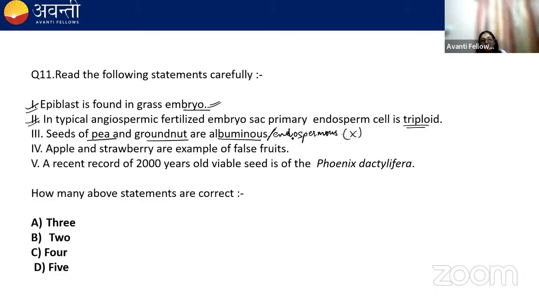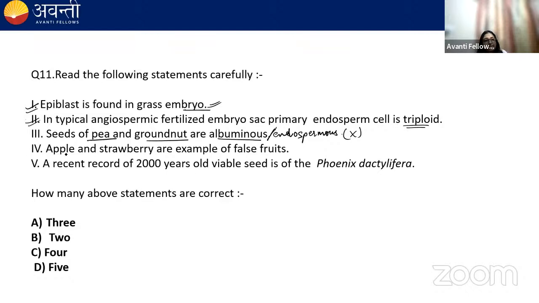This is a wrong statement because it says the seeds of pea and groundnut are endospermous, but the seeds of pea and groundnut are non-endospermous. They do not have endosperm. These are dicot seeds, and dicot seeds are generally non-endospermous. They have cotyledons which are very large, swollen, and fleshy to provide nourishment to the developing embryo. Right? Monocot seeds are endospermous seeds, but dicot seeds are non-endospermous or non-albuminous seeds.